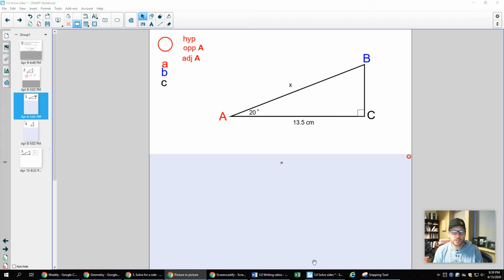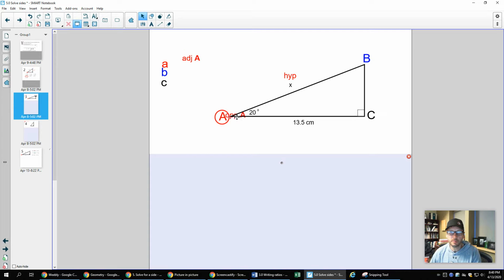Hey everyone, let's continue on with our lesson in terms of trying to find sides in a right triangle. Here I have triangle ABC. I have an angle of 20 degrees. So I want to start off again by labeling everything relative to my known angle. In this case, A is 20 degrees. I always want to start with my hypotenuse. Opposite of C is my hypotenuse. So in this case, X is my hypotenuse.